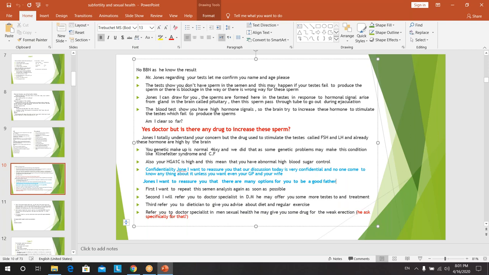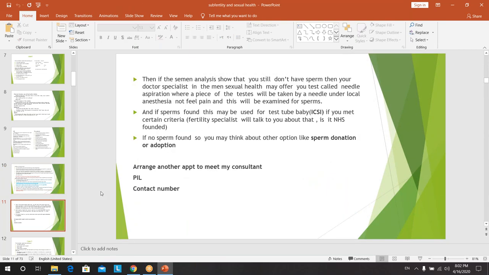He will ask specifically about this point. I think in the task, he asked about Viagra by name like that. So if he asks you, you can't prescribe for him Viagra or any other drug. So I will refer you to a doctor specialized in men's sexual health. He will give you some medicine regarding this weak erection.